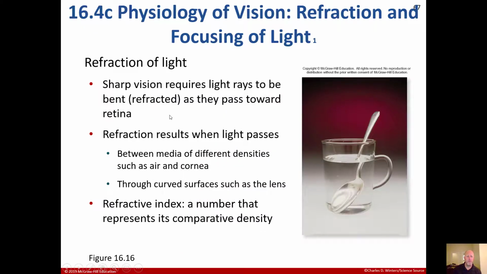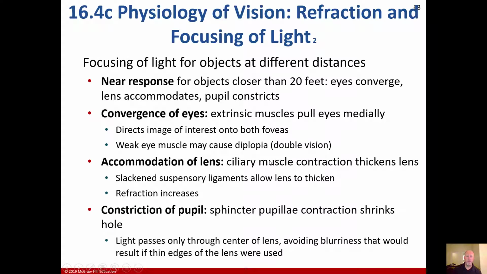The refraction of light, certainly know that sharp vision requires light rays to be bent and refracted as they pass toward the retina. Refraction results when light passes. Now, we start talking about rods and the cones in a moment. We're not going to worry too much about the combination of the lens. Certainly, you know the ciliary muscle contraction thickens the lens, with the slackened suspensory ligaments allowing the lens to thicken, and refraction increases, as we mentioned.